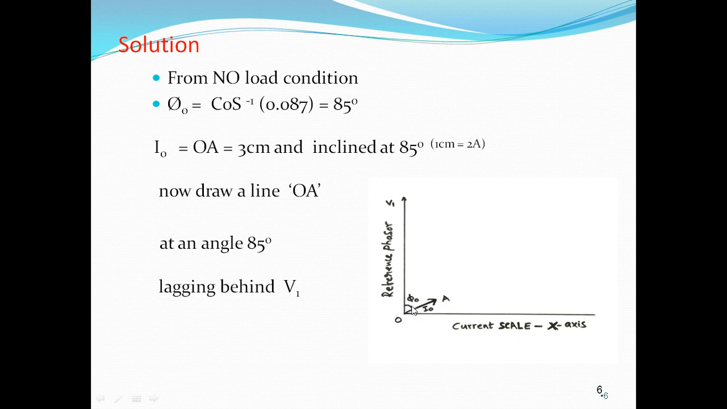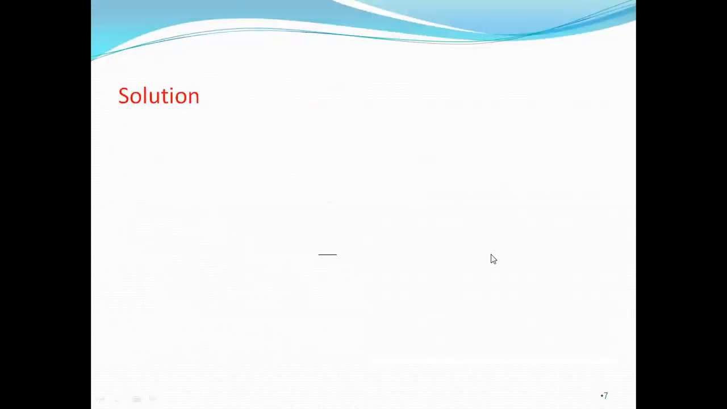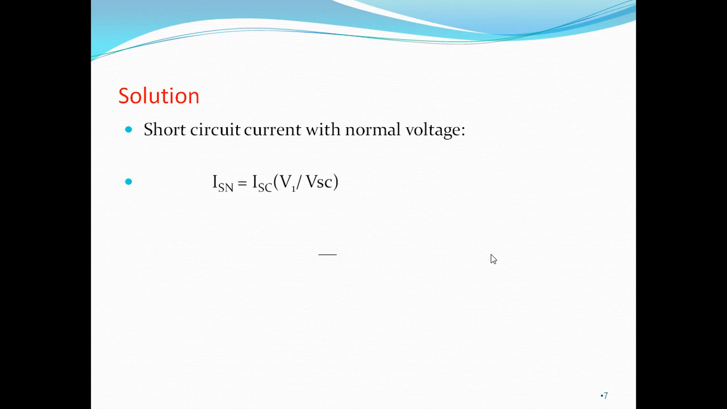Next, you take the blocked rotor test. So that is from this. Before that, first you calculate the short circuit current with normal voltage. So that is ISN is equal to ISC into V1 by VSC. So that is 12 into 400 by 100. So that is 48 amps.